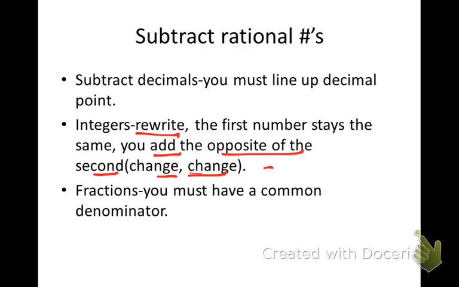So if we had negative 6 minus 8, the negative 6 stays the same. We're going to add, and the opposite of 8 is negative 8. And then you use your addition rules. And again, fractions, you must have a common denominator. So those are the rules. So again, refer back to this slide or your notes or whatever when you're doing these problems if you get confused. But remember, the add the opposite. That's kind of the biggie here.